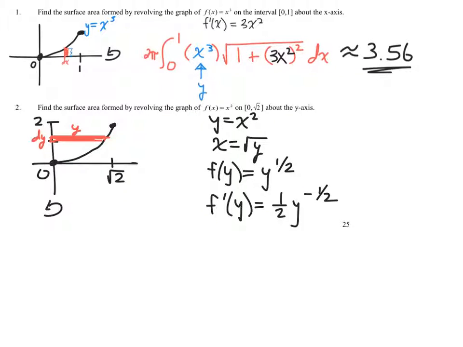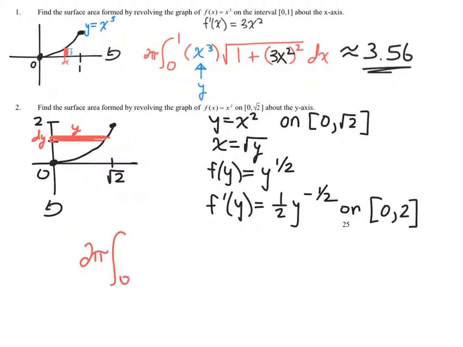My bounds, this was on the interval of 0 to root 2. This one is now on the interval of 0 to 2. All right. So I plug in my x bounds to my function and get the corresponding y bounds. All right, so not much really of an adjustment. Once you do that, you're ready to rock and roll because it's 2 pi. We have our interval 0 to 2.